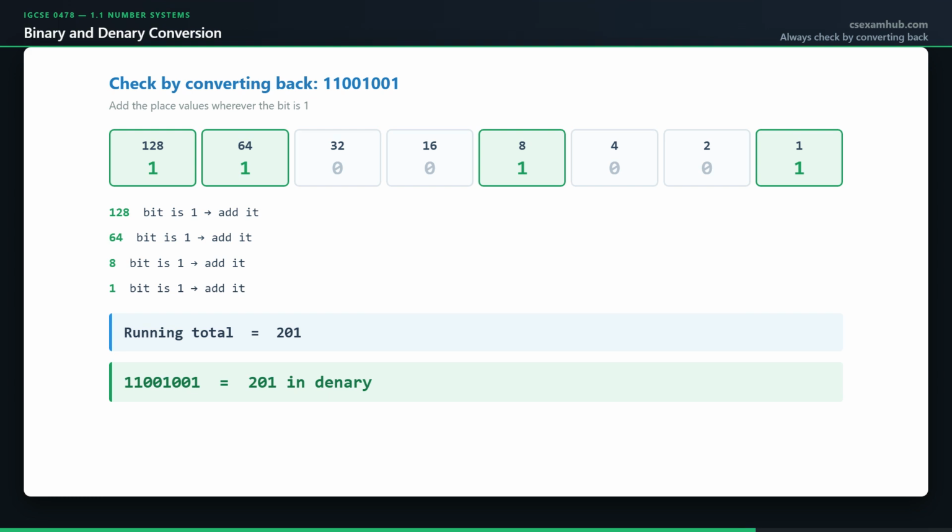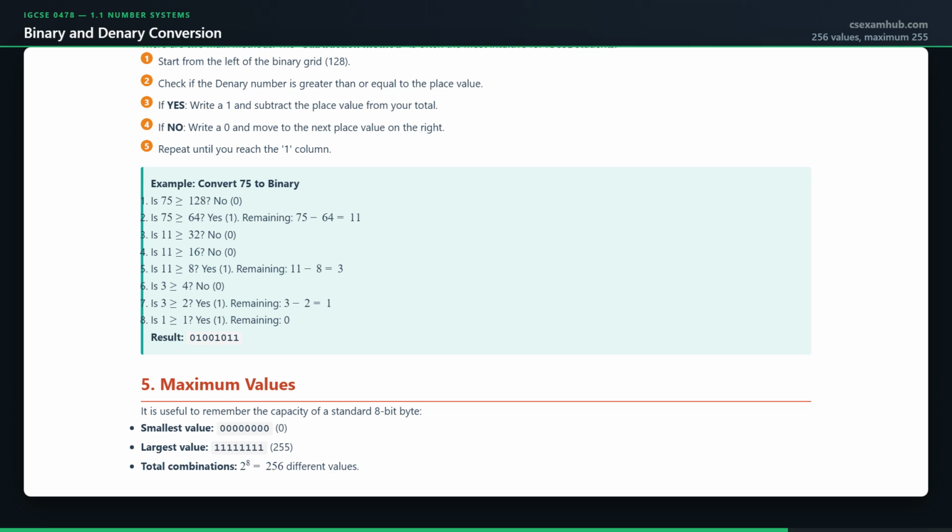Also make sure you have written all 8 bits. If a question asks for an 8-bit answer and you write only 6, you have not answered the question, even when the value is correct. Pad the front with zeros. Finally, maximum values, and this is examined constantly.